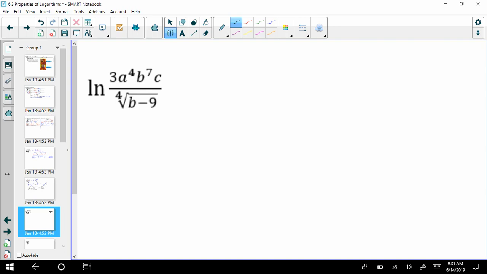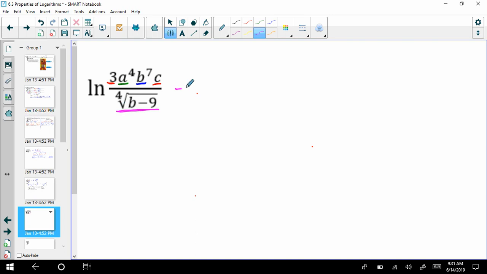Okay, let's look at this guy. How many times will I write natural log? Well, we have a 3. We have an a to the 4th. We have a b to the 7th. We have a c. And this entire quantity on the bottom has to stay together. So I'm going to have 5 logs.